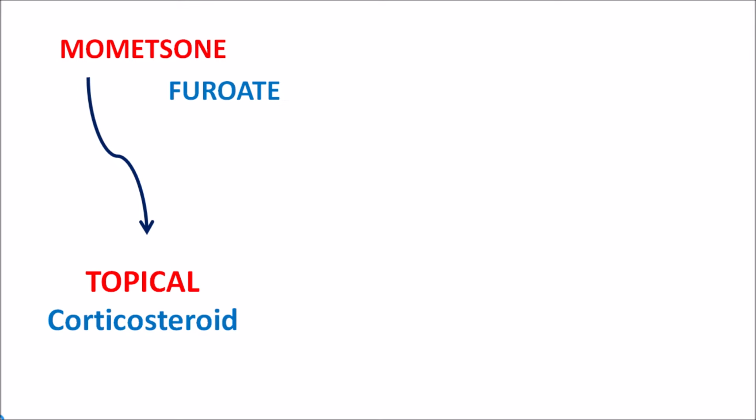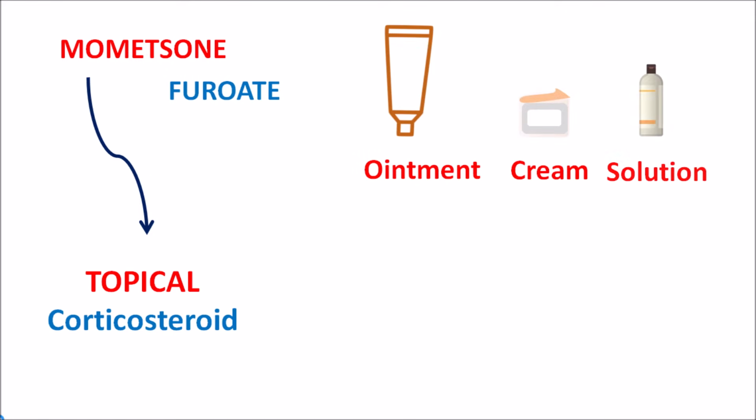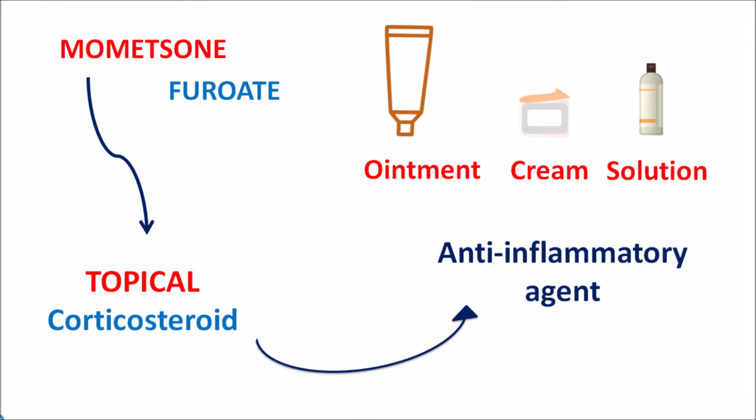Mometasone is one of the glucocorticoids which can be given in the form of mometasone furoate. In this ester form, mometasone can be used as a topical corticosteroid. This drug is available in different dosage forms such as ointment, cream, solution. All these are given by topical route. And here mometasone acts as an anti-inflammatory agent.